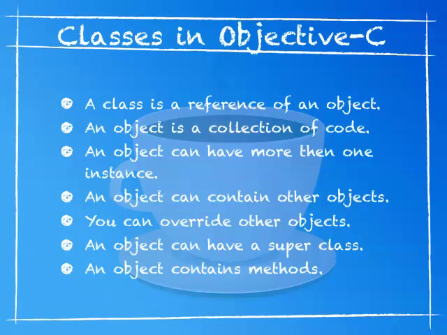Classes in Objective-C is a reference of an object. An object is a collection of code. You can have a whole bunch of different methods in there and different stuff like that. You can store information like different integers to pass around to different methods, which is really cool. You can do a whole bunch of different things and process a whole bunch of different code in different ways.